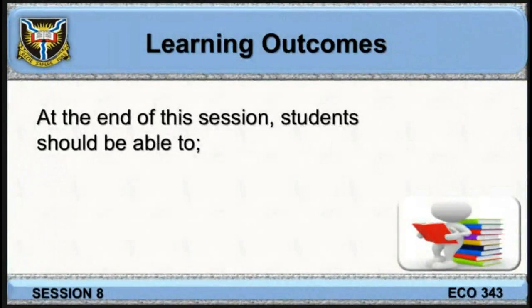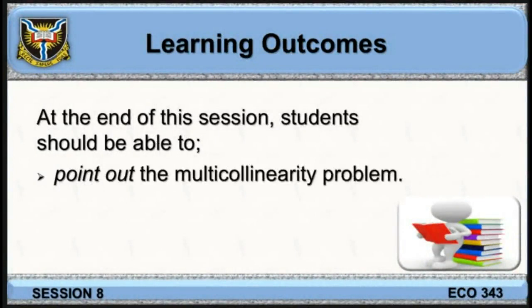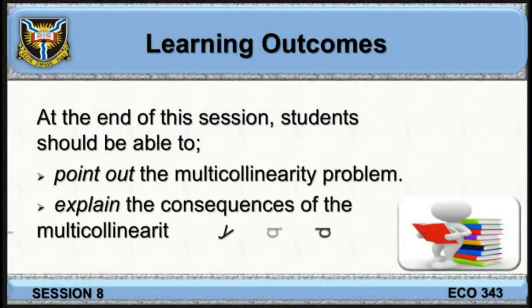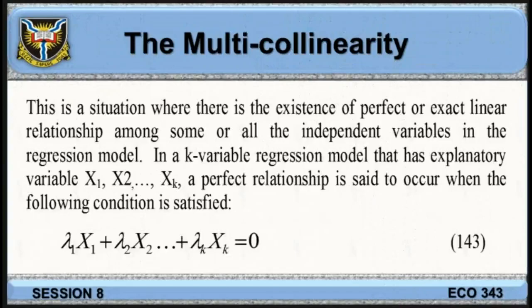Learning outcomes. When you have studied this section, you should be able to point out the multicollinearity problem and explain the consequences of the multicollinearity problem. Multicollinearity is a situation where there is the existence of perfect or exact linear relationship among some or all the independent variables in the regression model.